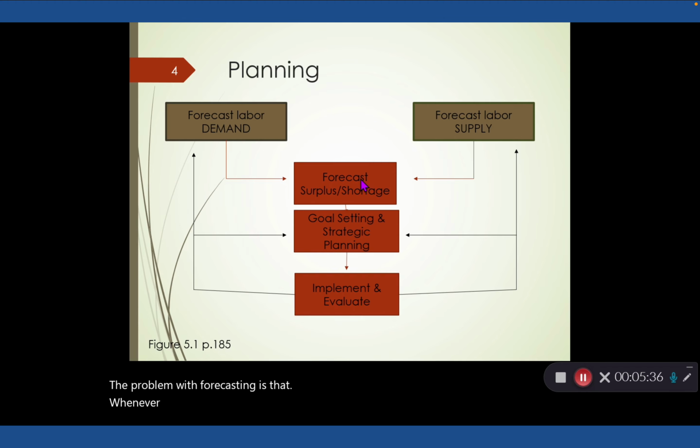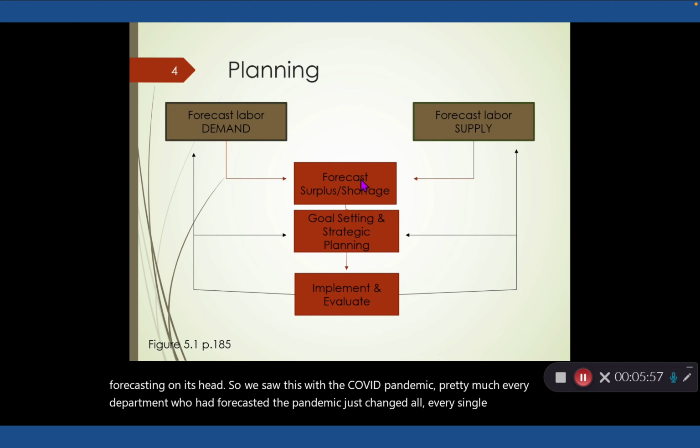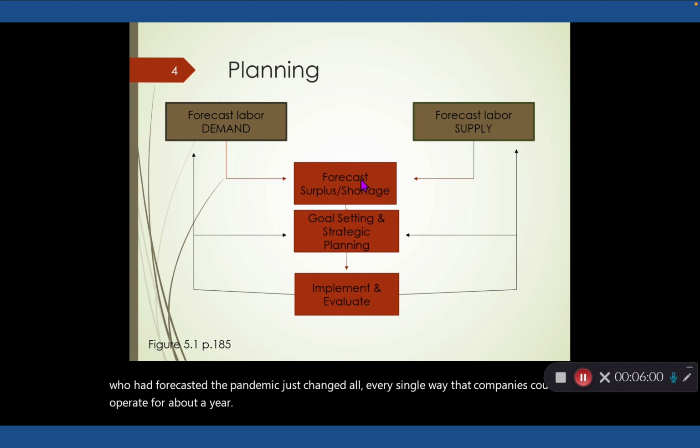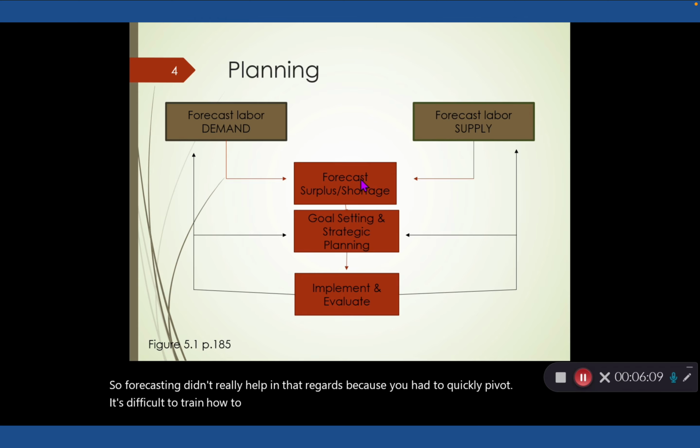The problem with forecasting is that whenever there's a big disruption in the economy or in our industry, that turns our forecasting on its head. We saw this with the COVID pandemic. Pretty much every department that had forecasted, the pandemic just changed every single way that companies could operate for about a year. So forecasting didn't really help in that regard because you had to quickly pivot. It's difficult to train how to pivot. That really comes from experience.